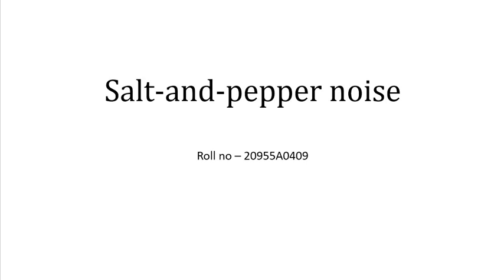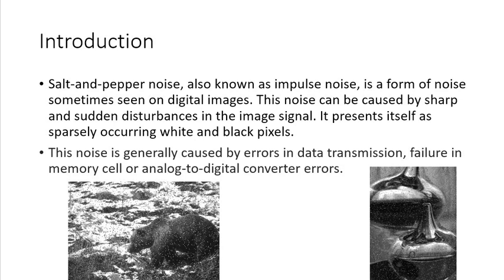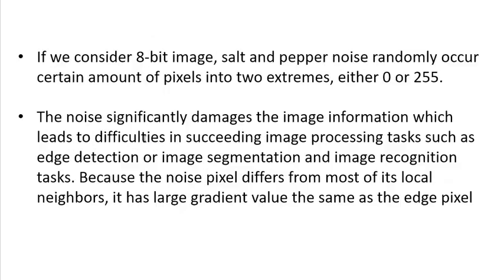The salt and pepper noise is a simple type of noise in an image. Salt and pepper noise, also known as impulse noise, is a form of noise seen in digital images. These noises are sharp and sudden disturbances in the image signal, and they present themselves as sparsely occurring white and black pixels. This noise is generally caused by errors in data transmission, failure in memory cells, or in analog to digital converters.